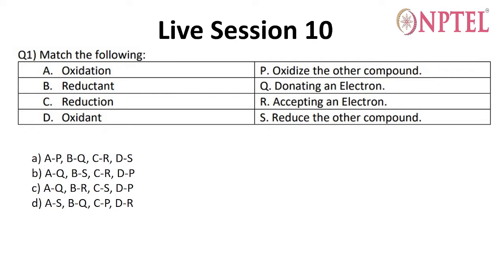So the first question is directly from the concept of redox reaction, that the oxidation reduction, you have to match from the column in the right hand side to the column in the left hand side. So what is oxidation, what is reductant, what is oxidant, and what is reduction. We have to clearly write it down. So I hope you are all trying to solve this. Please write your answer in the chat section.